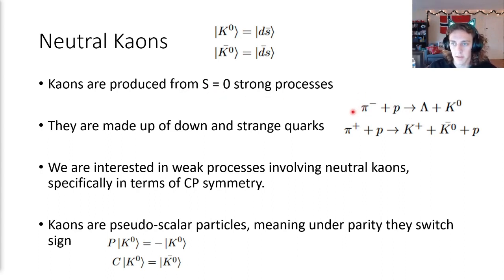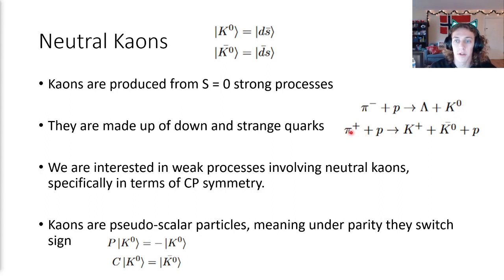So we send a pi minus beam into a proton target and get this lambda baryon and this K0 meson. The pion doesn't have any strangeness, the proton doesn't have any strangeness. This has a strange quark in it, and this has an anti-strange quark in it, so we preserve strangeness, which is a property of the strong interaction.